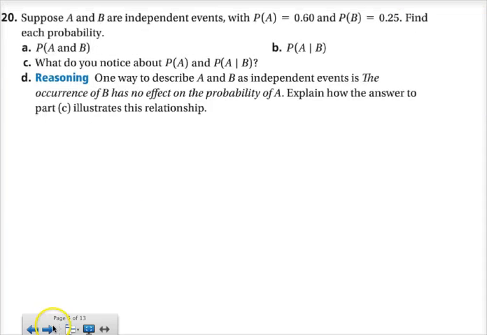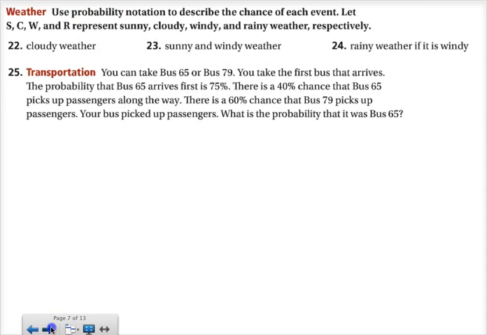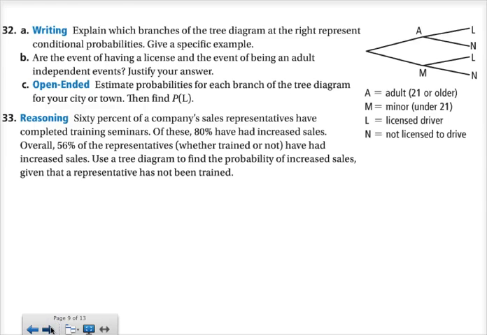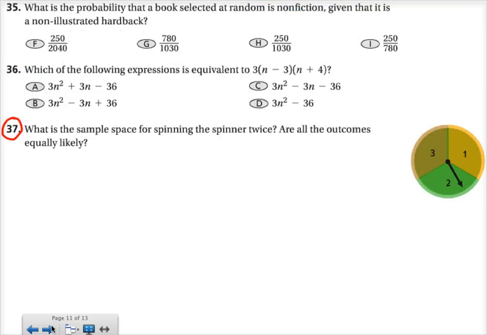The next one that I thought maybe, just maybe, you might need a little help with is back here in the 30s. There we go, number 37. This says, what's the sample space for spinning the spinner twice? That means, what are the things that could happen when you spin the spinner twice? Well, you could get a 1 and a 1. That's definitely something that could happen. You could get a 1 and a 2. And you could get a 1 and a 3.